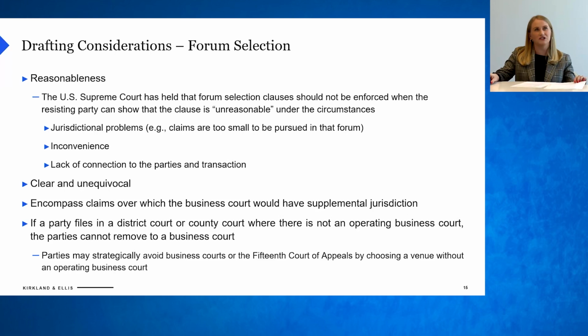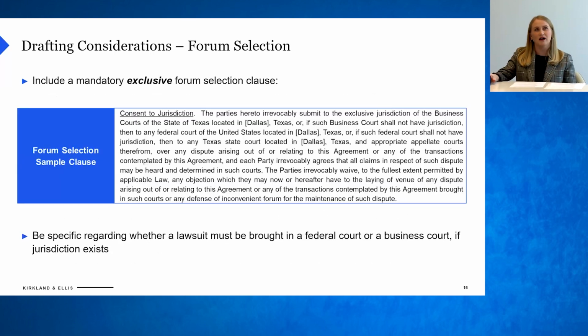So here we have just an example forum selection clause. I won't necessarily read the whole thing, but I wanted to point out where the parties submit to the exclusive jurisdiction of a certain court, a federal court or a state court. We want to include there that the parties submit to the exclusive jurisdiction of the business courts located in X county or in Dallas, Texas, wherever the business court is that you would like to litigate in front of.